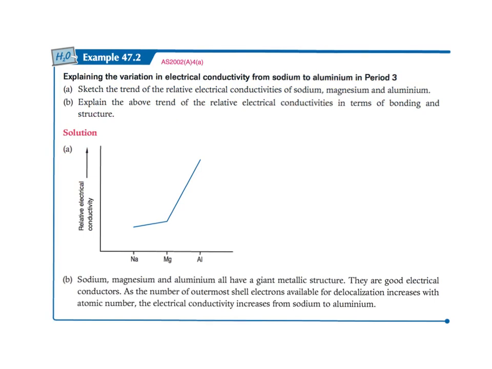So some examples, you can find 47.2. So sketch the trend. When you sketch the trend, first of all, you have to remember the vertical axis, the label of it. So you will have a relative electrical conductivity. You have to write the full form, don't shorten it.